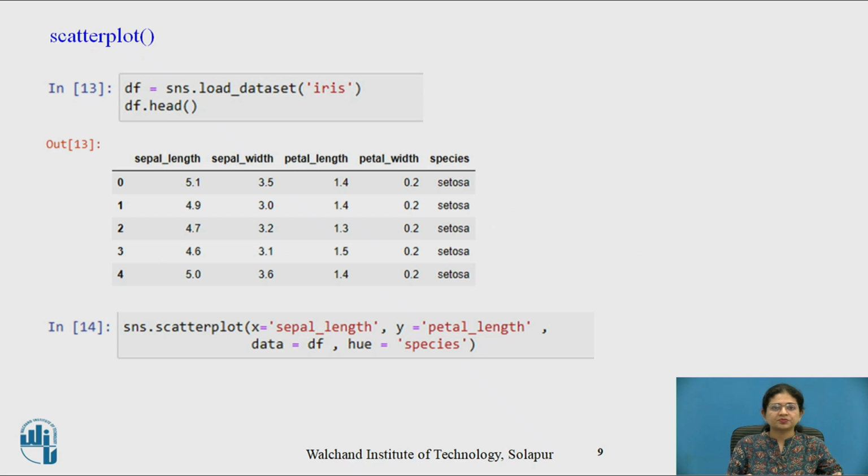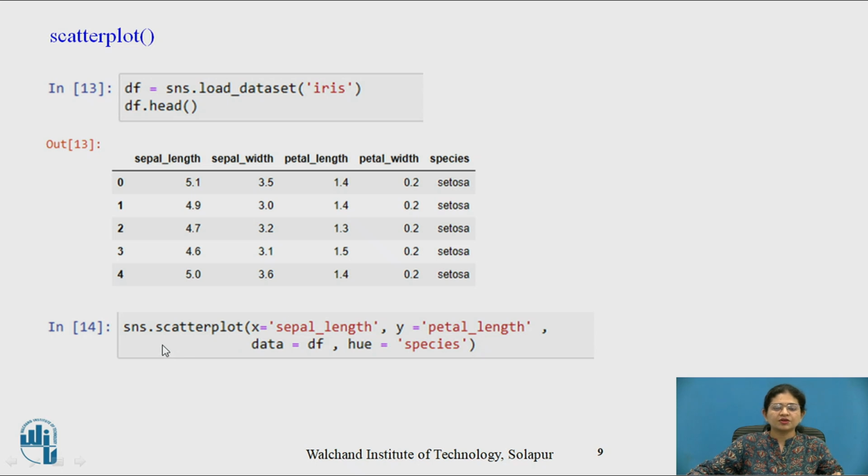So let's see how to use the scatter plot. I have defined here df as a variable: df equal to sns.load_dataset("iris"), then df.head(). So here the features are shown in this data set. The features are sepal length, sepal width and species.